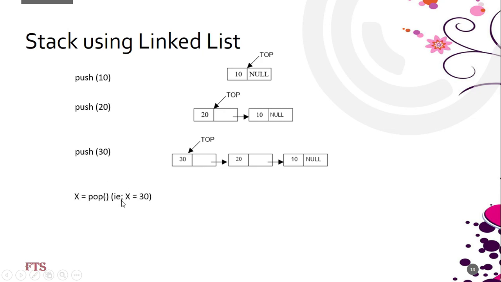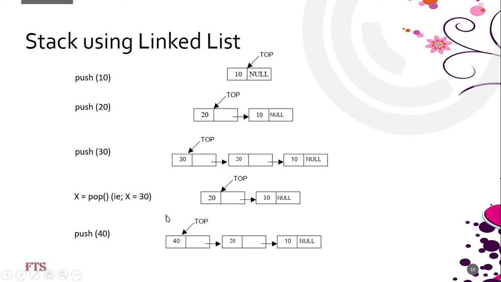If we perform pop operation, the topmost element is removed. Now top is pointing to 20. If you again push another item, 40, 40 is the top element, 40 is pointing to 20, 20 is pointing to 10, and 10 is pointing to null. This is how a stack is implemented, or how a stack works using linked list or using pointers.